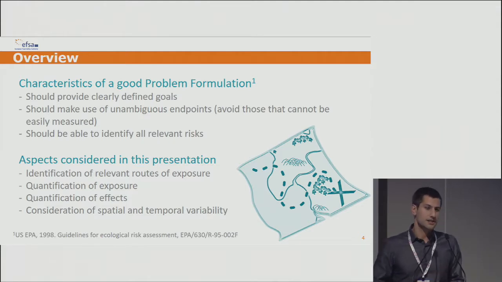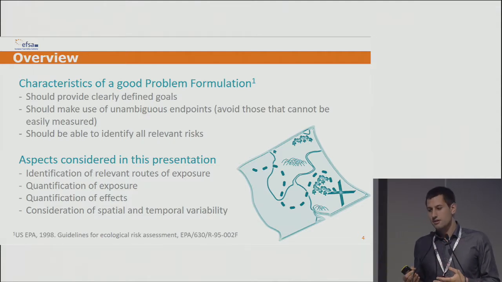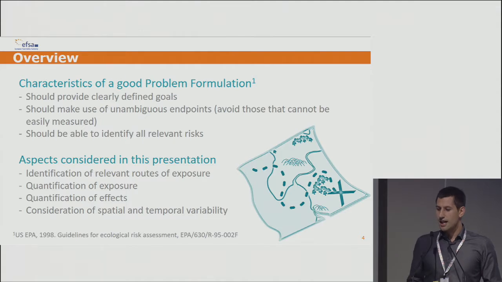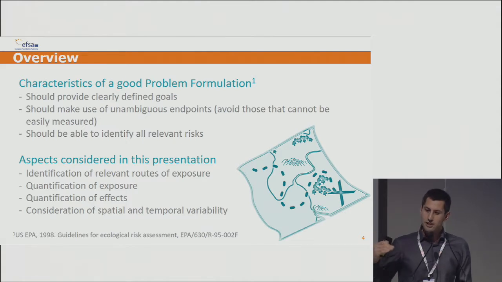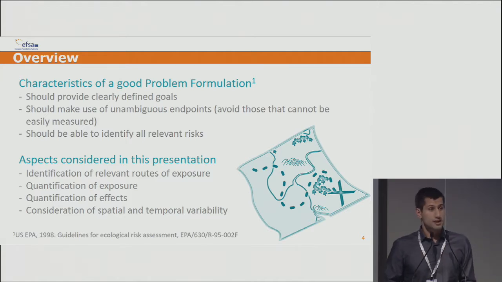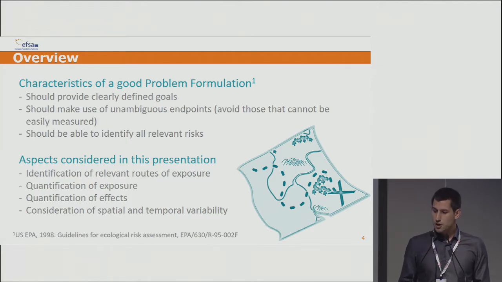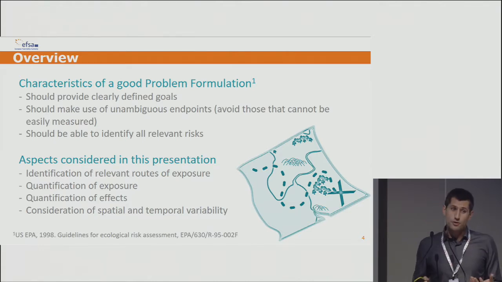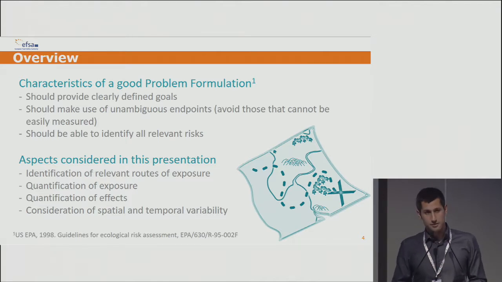To perform this analysis, I asked myself, what are the characteristics of a good problem formulation? I haven't done such a good job as Monica did, but I came up with at least three very clear criteria that one can use as key for assessing it. A good problem formulation should provide clearly defined goals. It should make use of unambiguous endpoints, specifically avoiding those that cannot be easily measured, and it should also, of course, be able to identify all the relevant risks.